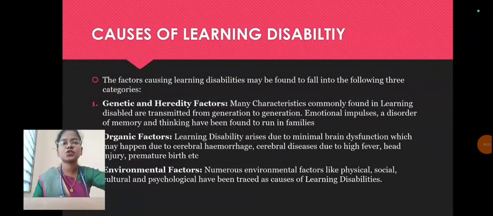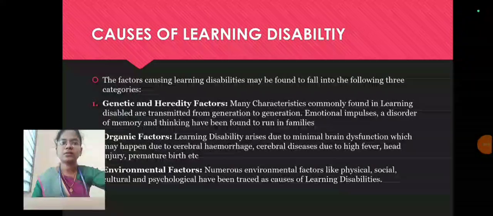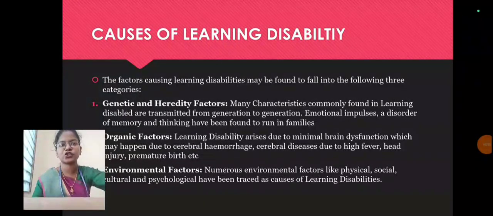The factors which cause learning disability are genetic and hereditary factors, organic factors and environmental factors. Genetic factors come from generation to generation, like emotional impulses. The organic factor is due to minimal brain dysfunction, such as premature birth or a cerebral hemorrhage, and cerebral disease due to high fever or head injury when the child is in the fetus form. Environmental factors are physical, social, cultural and psychological, which act as causes of learning disabilities.